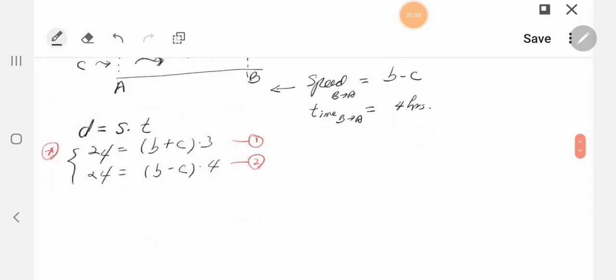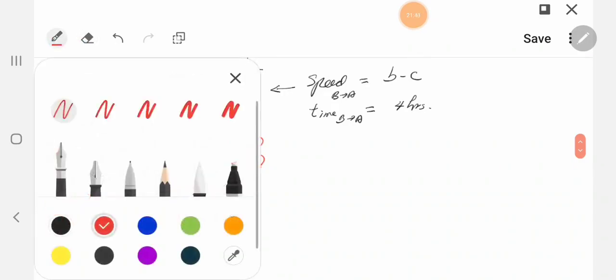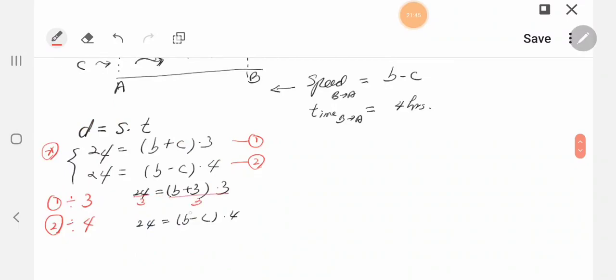All right, since 24 is divisible by both 3 and 4, why don't we just divide? Let's divide the first equation by 3 and the second equation by 4. Instead of using the distribution, we will just divide by 3 and 4. Let me write the equation so that we can actually divide each side, so that we can cancel out.